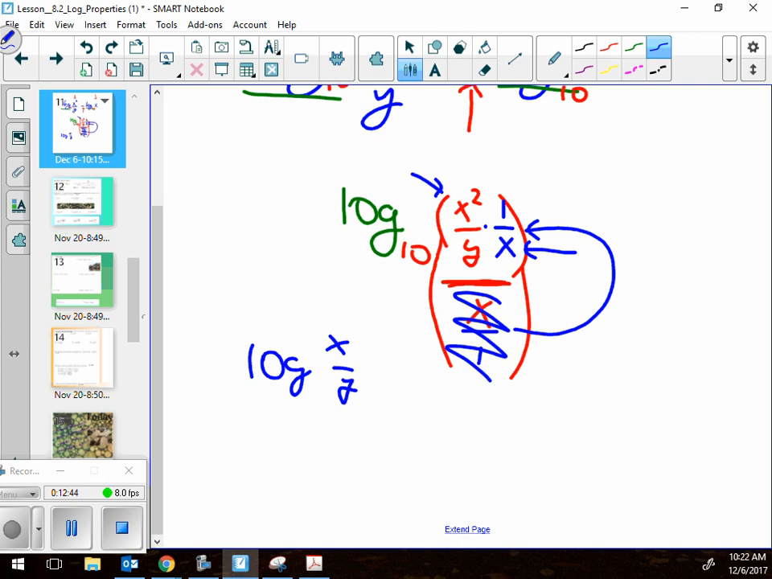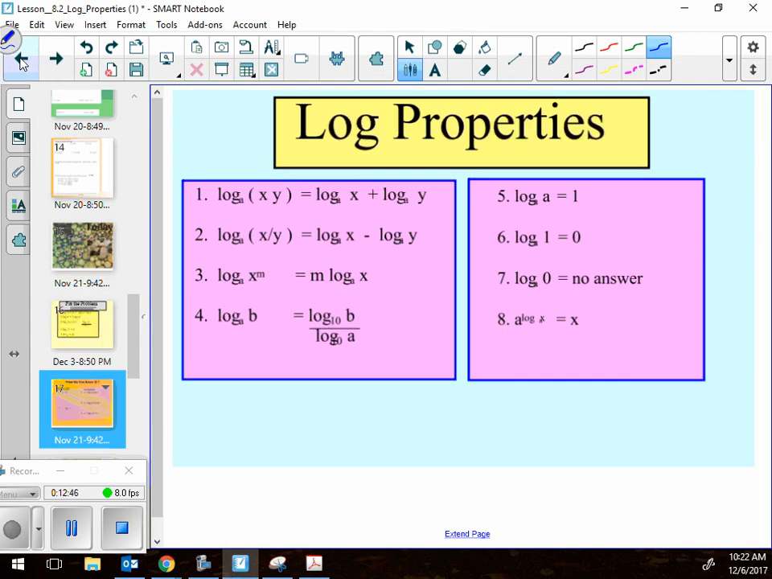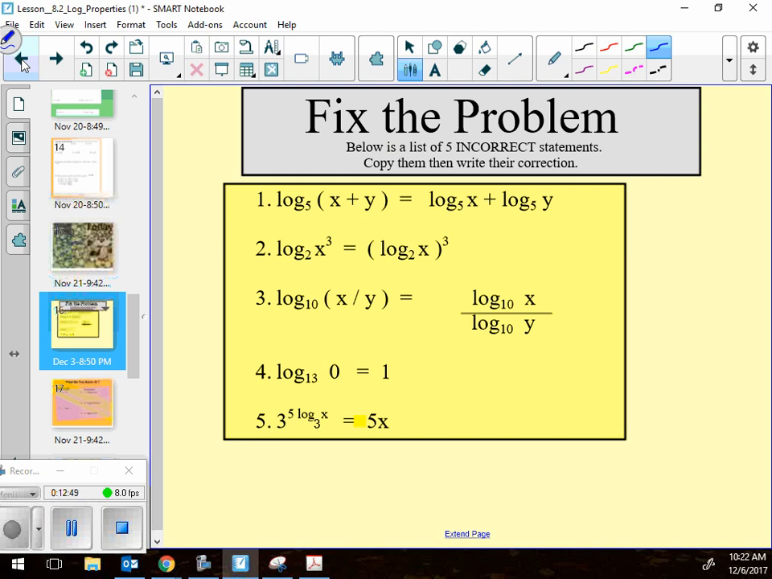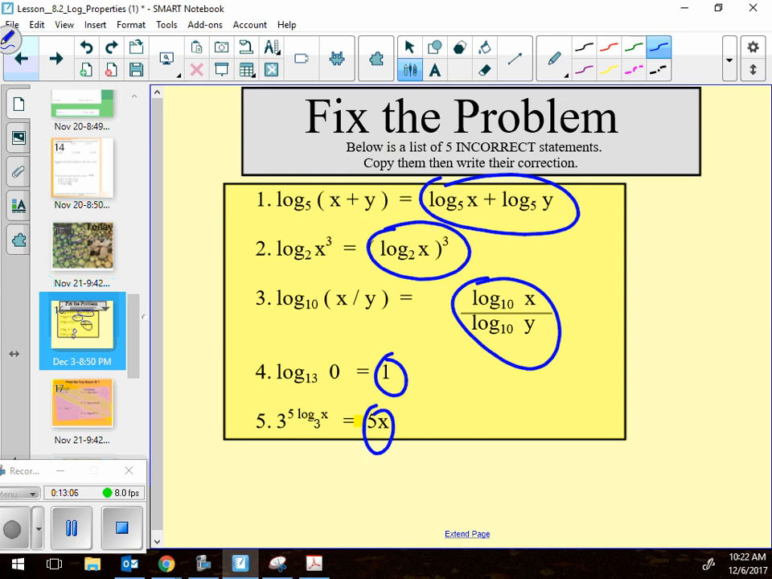Now, I want you to arrow down until you can find the file or the problem that says fix the problem. All 5 of these have been simplified incorrectly. As in, this is not the right answer to that question. This is not the right answer. This is not the right answer. Not the right answer, and not the right answer. They may have made common mistakes in those. Try to figure out what the right answers are for all 5 of those. Pause for a minute while I give those a try.